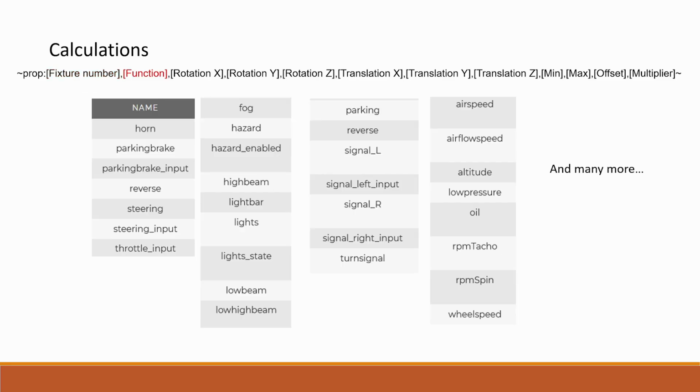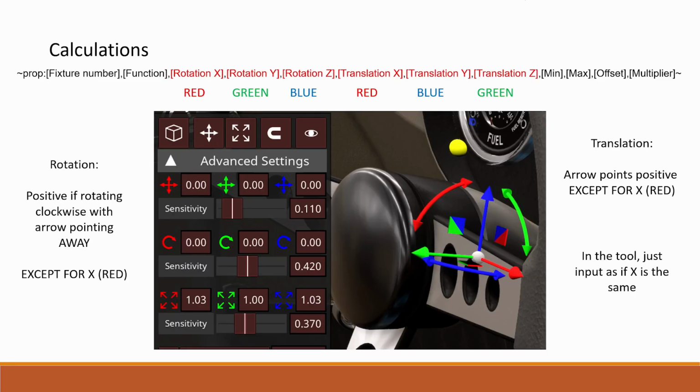Next, the function. As the name describes, this is what kind of function you want the animation to do. There are a lot of them, and they're available either in the README or within the BeamNG documentation.